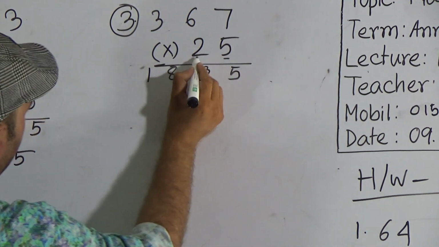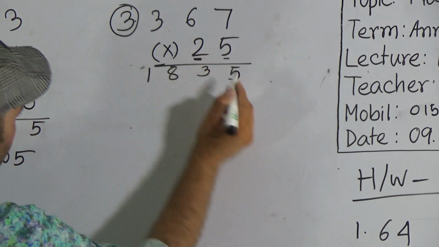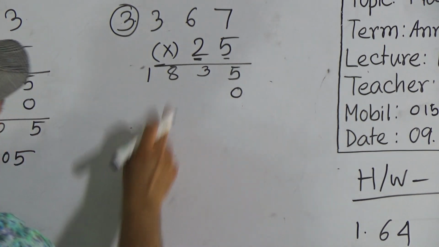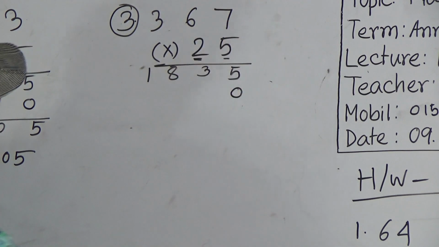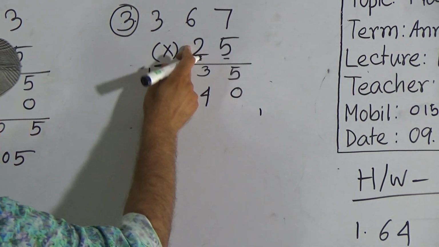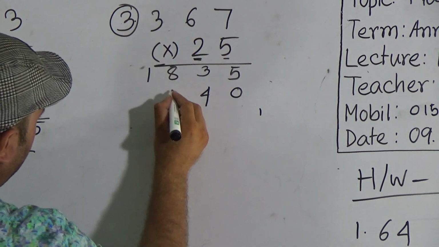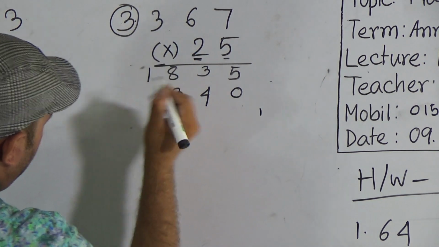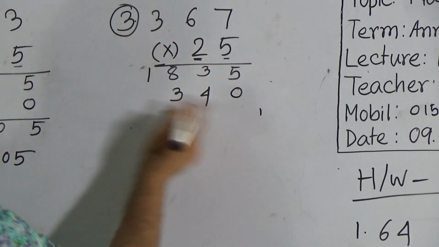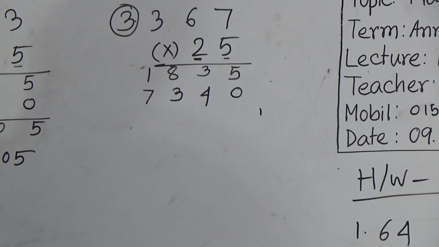Now, since here 2 is the tens column digit, so you have to skip the ones column. Now 2 7s are 14, carry 1, and 2 6s are 12, and 1 it will be 13. Again you carry 1. 2 3s are 6, and 1 it will be 7.